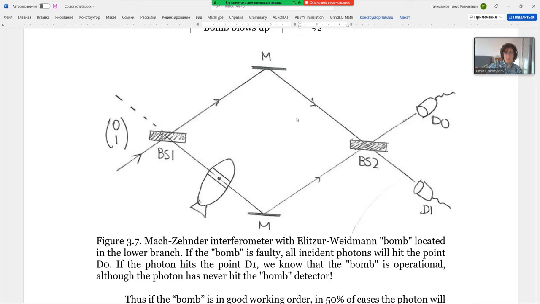So let's go to our problem. If this bomb is not working, the probability of getting the photon here is zero. And if this bomb is working, the probability of getting a photon here is 25%. If this bomb is working, there's a 50% chance that it would blow up. Okay, 50% of bombs we just throw away because they will blow up. However, there's a 50% chance that this photon takes the upper path, and then there's a 50% chance that it comes to D0, which totally gives us 25% of photons going to D0.